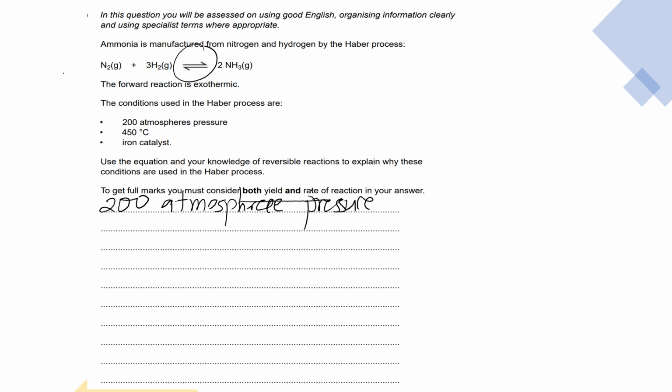Now, it's 200 atmospheric pressure, which is quite high, which means if I've got high pressure, I'm going to get a high yield of ammonia. That means I'm going to make more of my product.